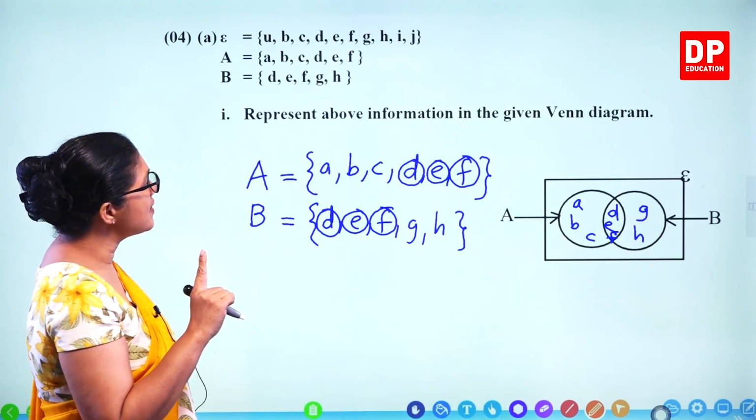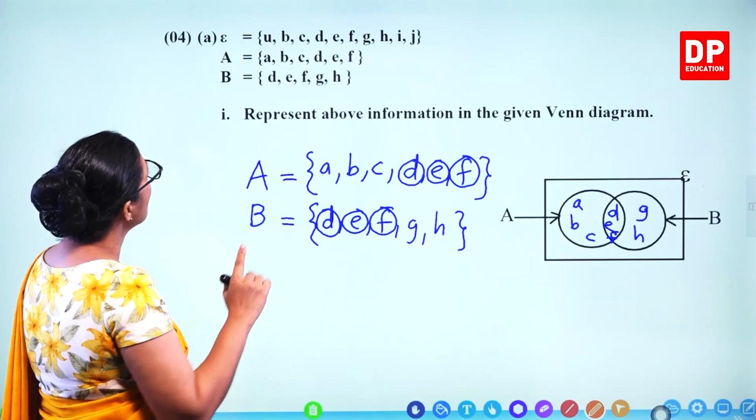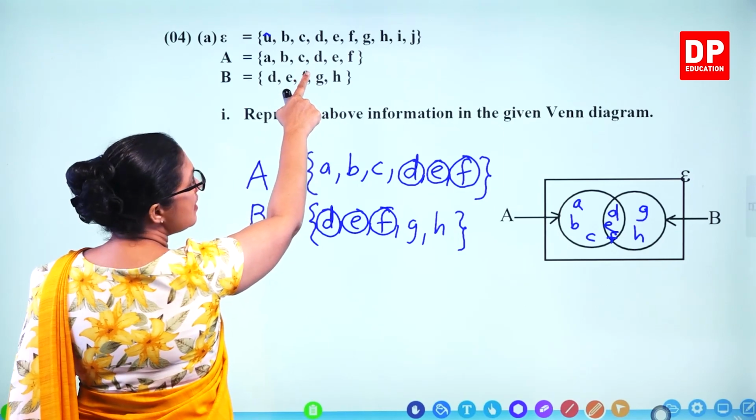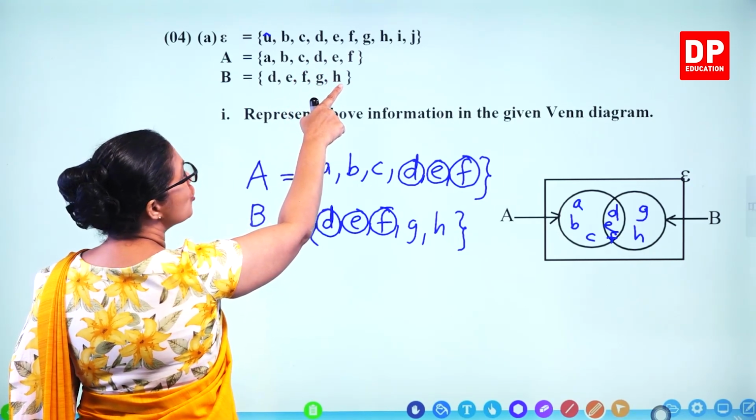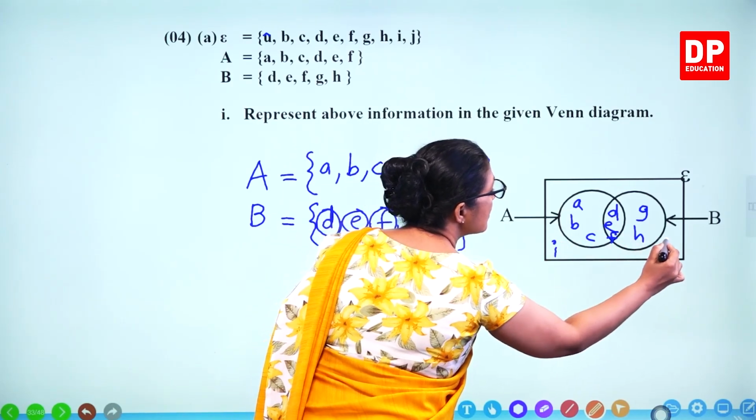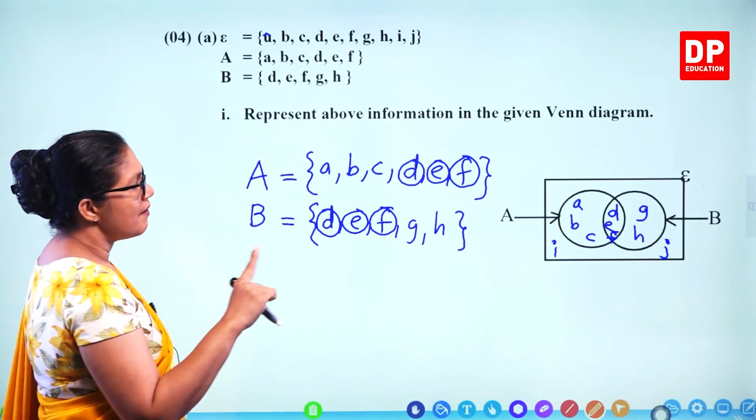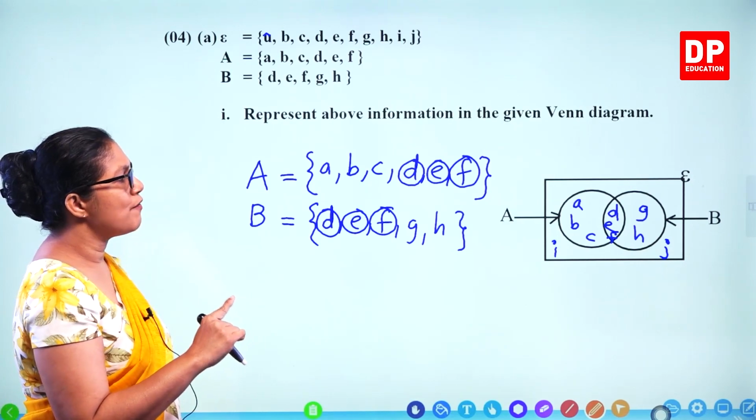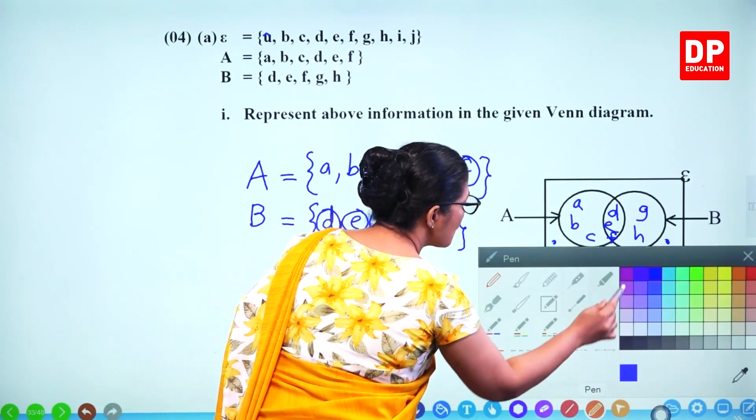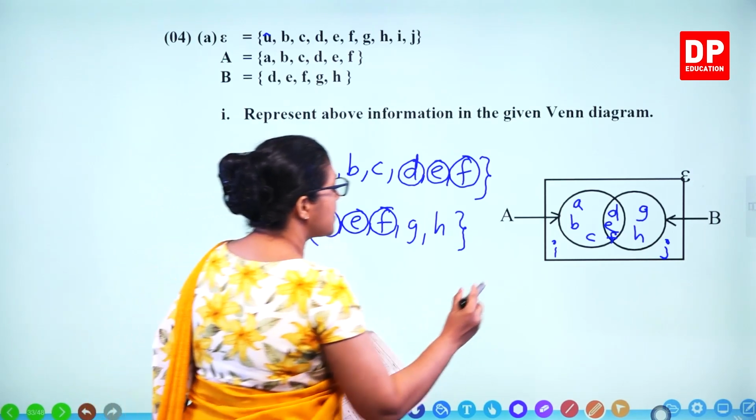Now we have to look at the universal set. What are the elements in the universal set? This is A, B, C, D, E, F, G, H, I, J. I and J are not here, so we have to put them outside the two circles. Now all the elements are there in the rectangle. A, B, C, D, E, F, G, H, I, J. So that's the Venn diagram. So how many marks for the Venn diagram? 3 marks.